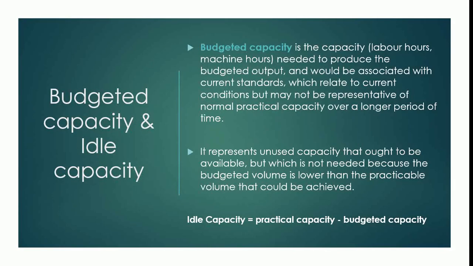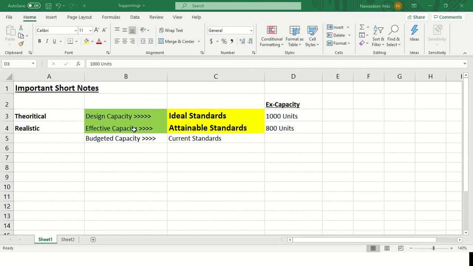Right, now third one we are going to talk about budgeted capacity. So this budgeted capacity is the capacity level required to produce our budgeted output. This is highly based on our budgeted output. So to produce our budgeted output, what is the capacity level required? We call budgeted capacity. Either it can be described in labor hour terms or machine hour terms, whatever, right? So budgeted capacity level is required to achieve our budgeted output. That is the meaning.